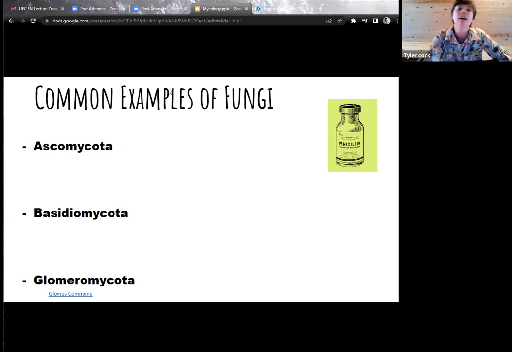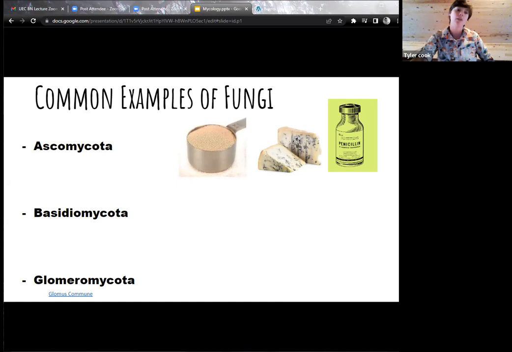And this was used to combat bacterial epidemics that kept sweeping the planet. And since then, I think our world's population has tripled. This phylum also includes Saccharomyces, which is the yeast that is used for baking bread.